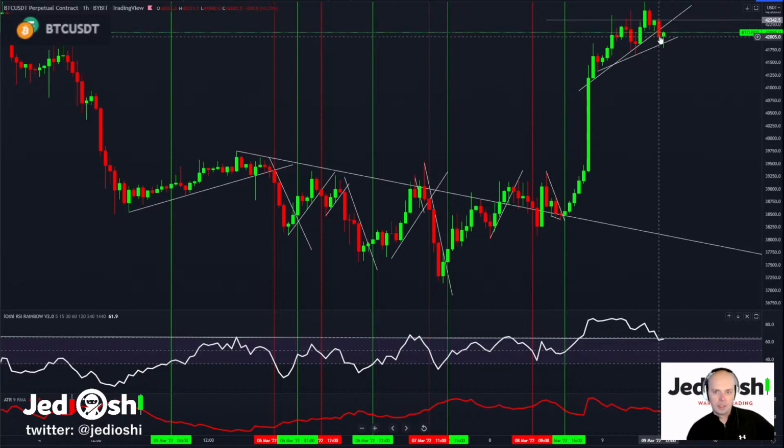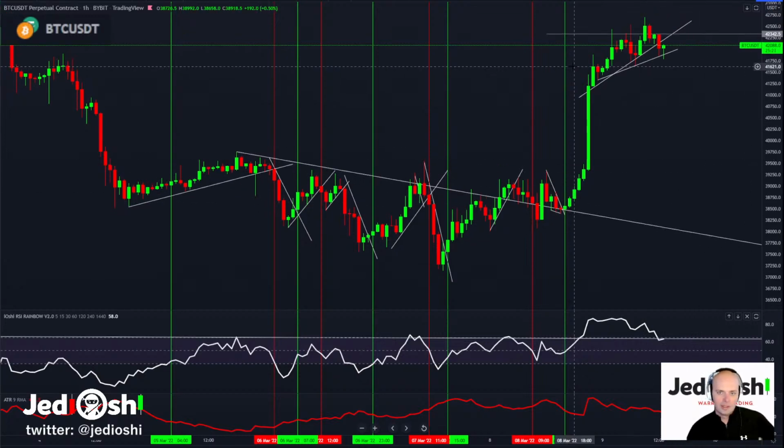So see, again, we're reversing. I think we're just chopping around at the top here. Not quite a reversal of trend. This is a really strong move, so I think it's going to take quite a bit to reverse it.